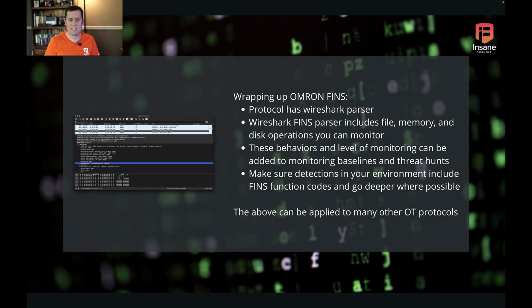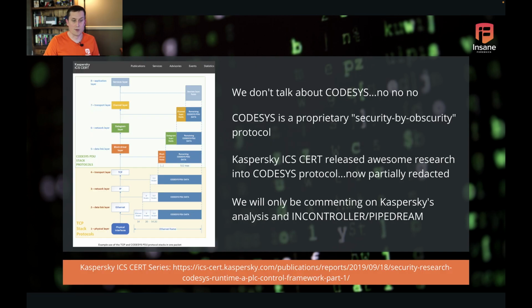And finally, make sure that your detections in your environment include the appropriate part of FINS, right? So those function codes, and they go deeper. So if you're starting to want to do things with files or with the passwords, password brute forcing is a good example there, right? Make sure that what you're actually doing to detect in the environment lines up with what you're looking for. And again, last note on this, this obviously works across a bunch of protocols.